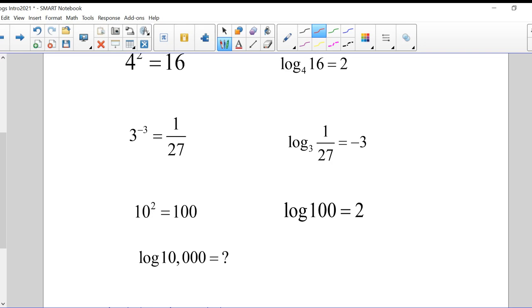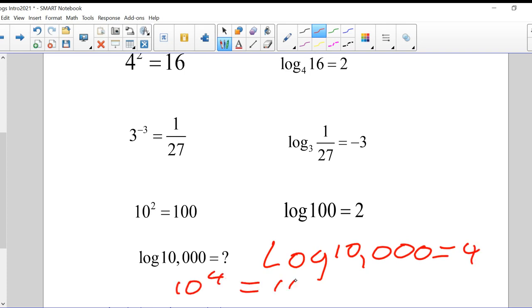All right? So let me ask the next question. What about the log of 10,000? Again, I'm not going to put a base. What should that be equal to? Well, ask yourself, what do I raise 10 to get 10,000? The answer, of course, is 4. So the log of 10,000 is actually 4 because 10 to the power of 4 is equal to 10,000. So that's simply it.